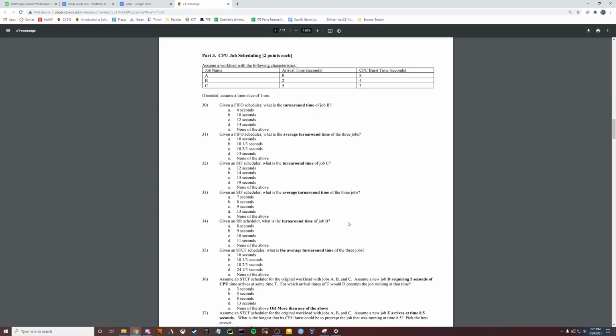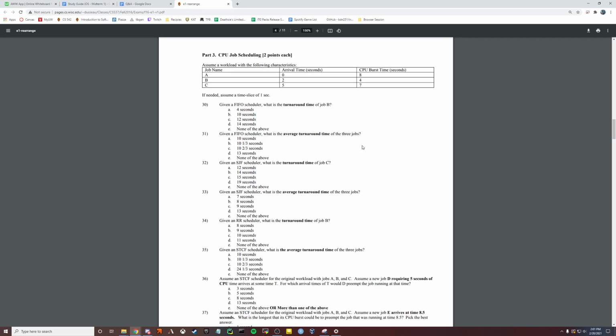Okay, moving on to part 3. Job scheduling, 2 points. Assume a workload with the following characteristics. A arrived first, B arrived second, C arrived last. CPU burst time in seconds. That means the total job completion, right? Does that sound correct? So A is the longest job, and then C, and B would be the shortest job. Given a FIFO scheduler, what is the turnaround time of job B?